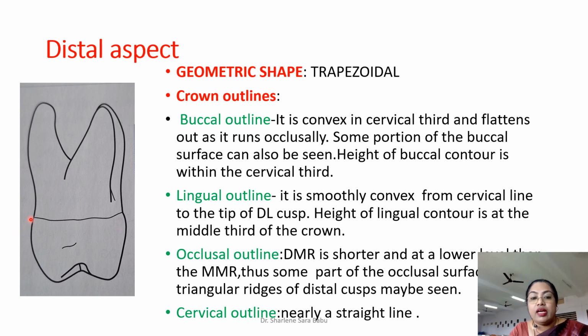Lingual outline, it is smoothly convex from the cervical line to the tip of the distolingual cusp. The height of contour is at the middle third of the crown. Next is the occlusal outline. The distal marginal ridge is shorter and at a lower level than the mesial marginal ridge. So, some part of the occlusal surface and the triangular ridges of the distal cusp may be seen. The cervical outline is nearly a straight line.